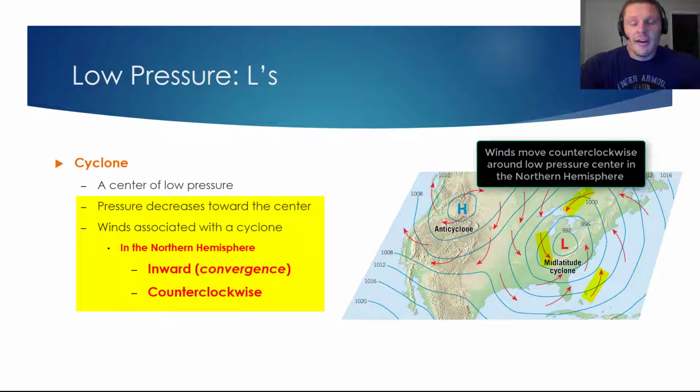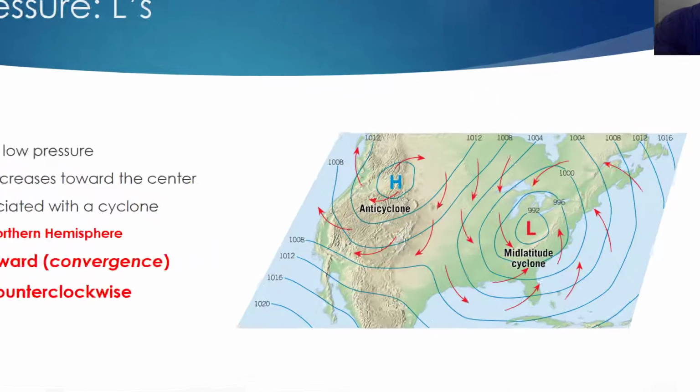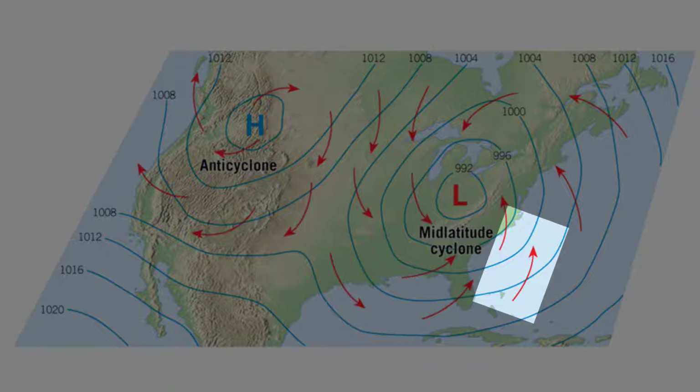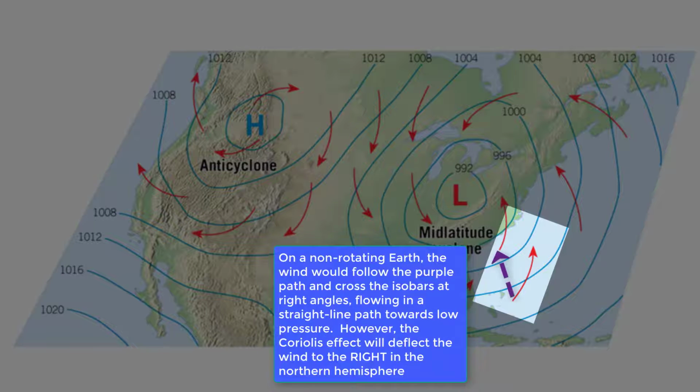But the Coriolis effect does exist, so the winds do not cross the isobars at right angles. Let's focus on this red arrow indicated right here. In the absence of the Coriolis effect, this wind would actually want to take the path shown here, because this would be the most efficient path in moving from an area of high pressure to an area of low pressure. But the red arrow indicated is actually deflected to the right of that path.